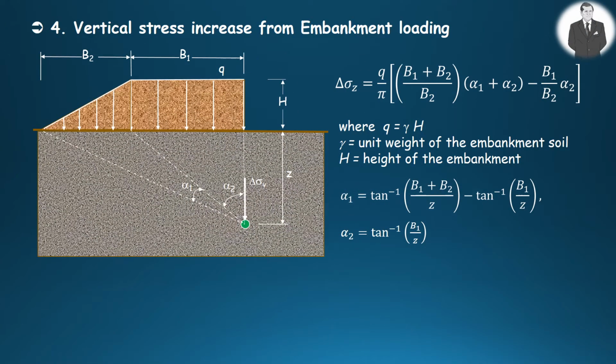Vertical stress increase from an embankment loading can be determined by the equation presented here. In this equation, Q is equal to gamma times H. Gamma is the unit weight of the embankment soil. H is the height of the embankment. Alpha sub 1 and alpha sub 2 are the angles as shown in the figure. They can be obtained through simple trigonometry and used as radians in the equation.